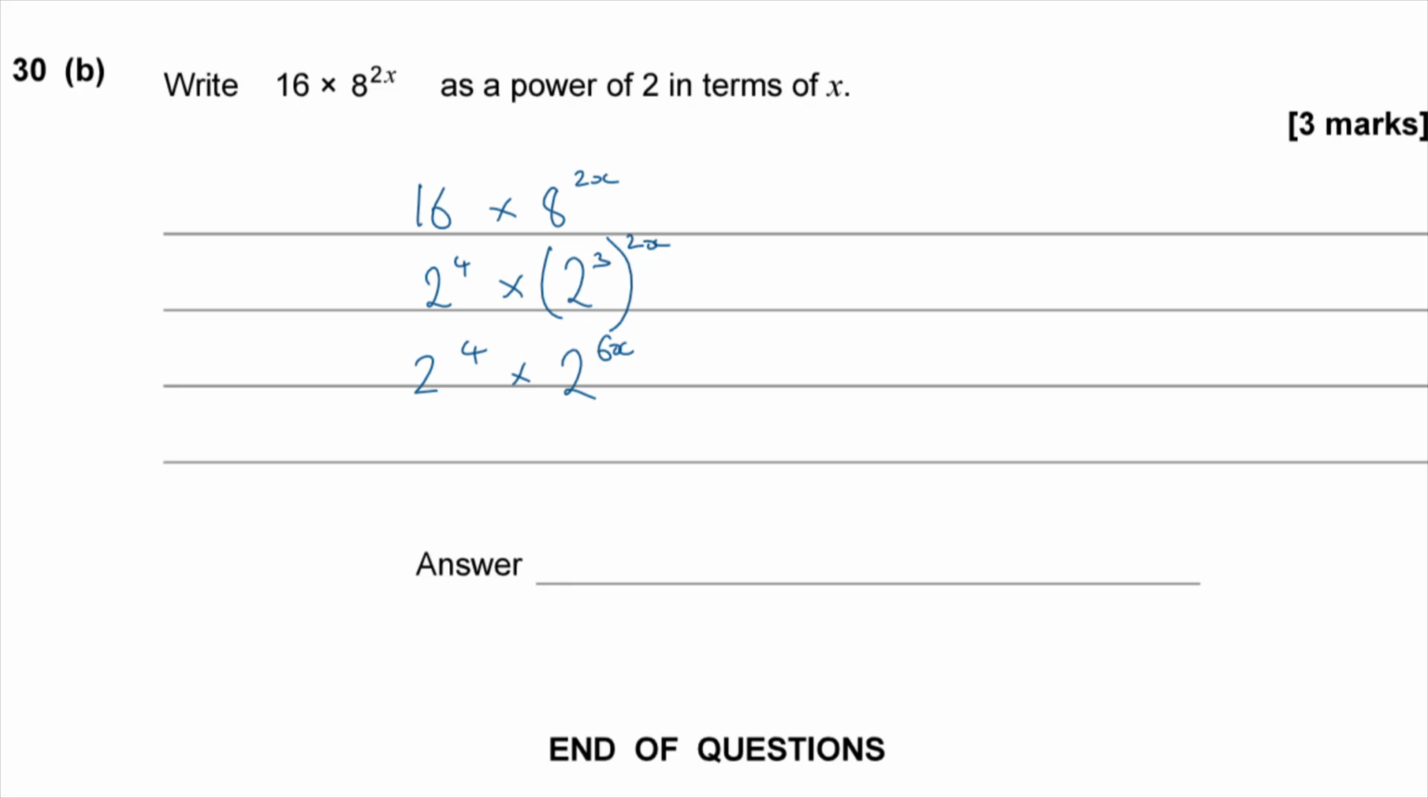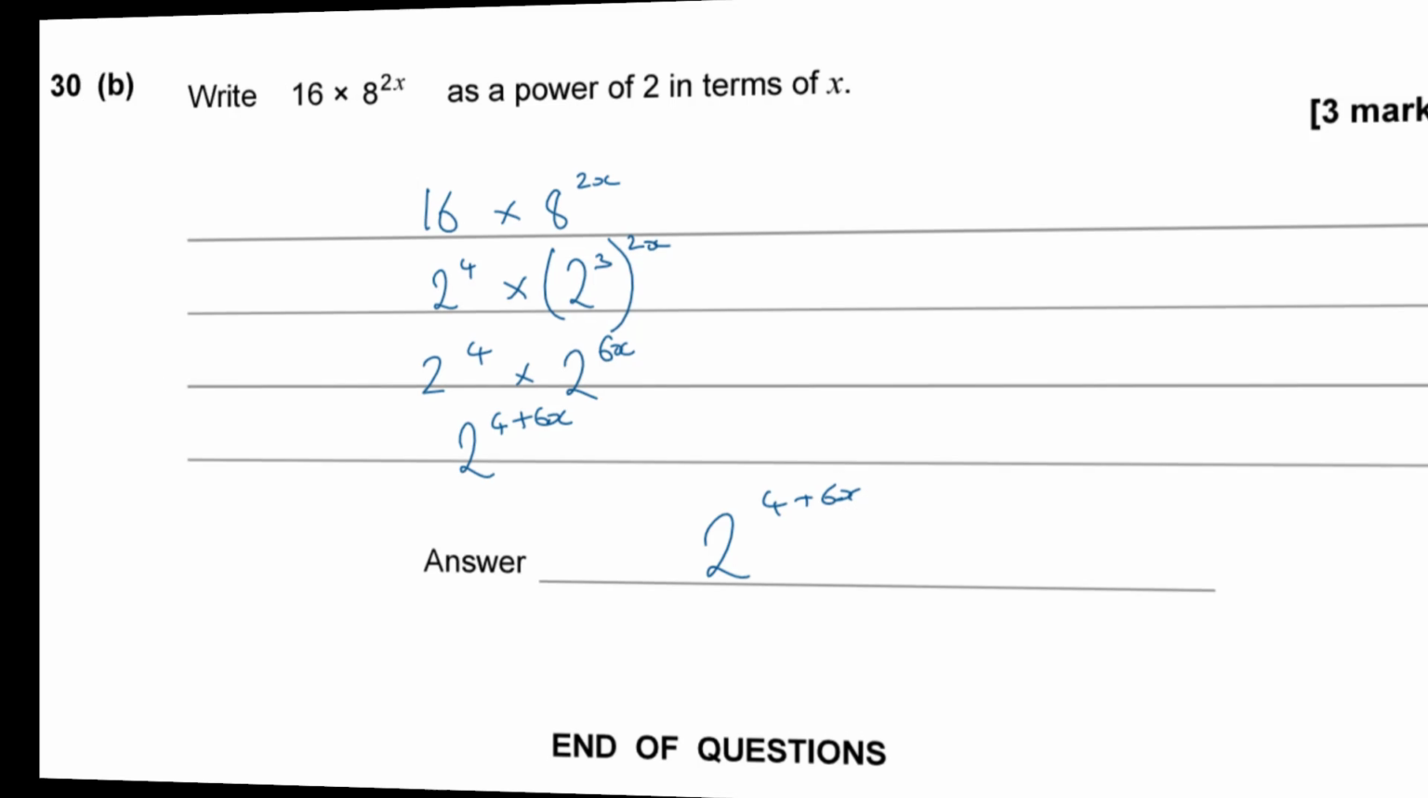And then multiplying two numbers with the same base means I need to add the indices together. It's 2 to the power of 4 plus 6x. So my answer is 2 to the power of 4 plus 6x. So that is a power of 2 in terms of x. All done. We've reached the end of the paper.